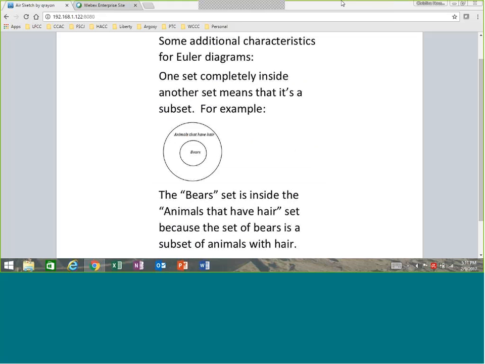One set completely inside the other set means it's a subset. So if you have bears are a subset of animals that have fur, the bears circle is completely inside the animals that have fur circle, and so bears is considered a subset of the animals that have fur set. Okay. And so that's another thing that we see with Euler diagrams, that sometimes if it's a subset, then the circle would be inside the other circle.